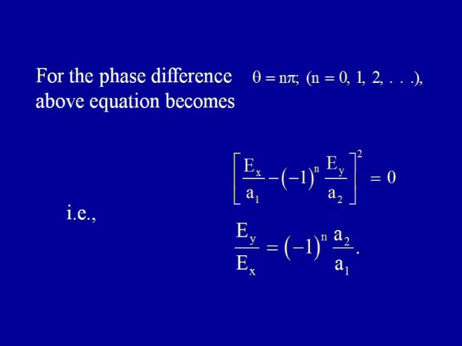For the phase difference theta equal to n pi, where n is 0, 1, 2, this means an integral multiple of pi, 1 pi, 2 pi, 3 pi, 4 pi, the above equation becomes (Ex upon A1 minus (-1) raised to the power n Ey upon A2) the whole squared equal to 0, which really means Ey upon Ex, the ratio of the y component to the x component, is equal to (-1) raised to the power n A2 upon A1.